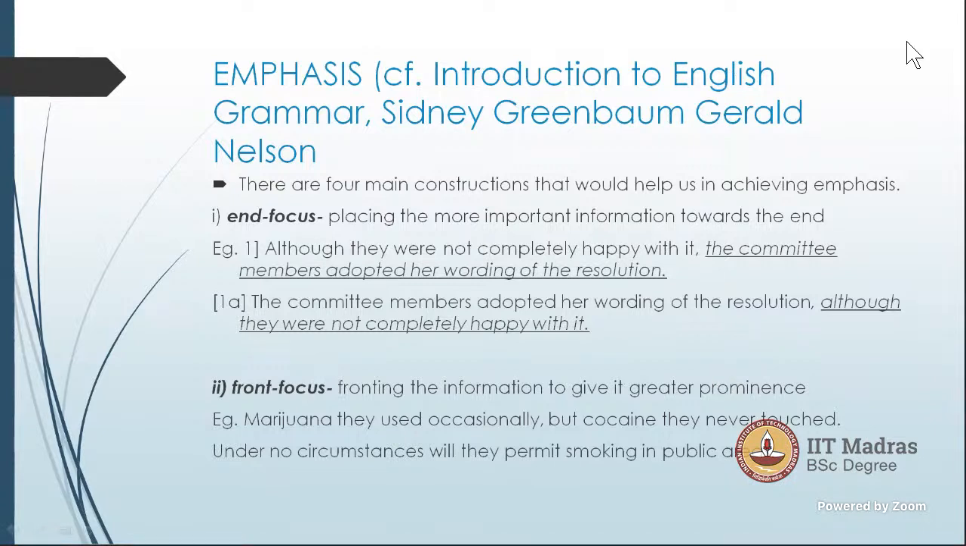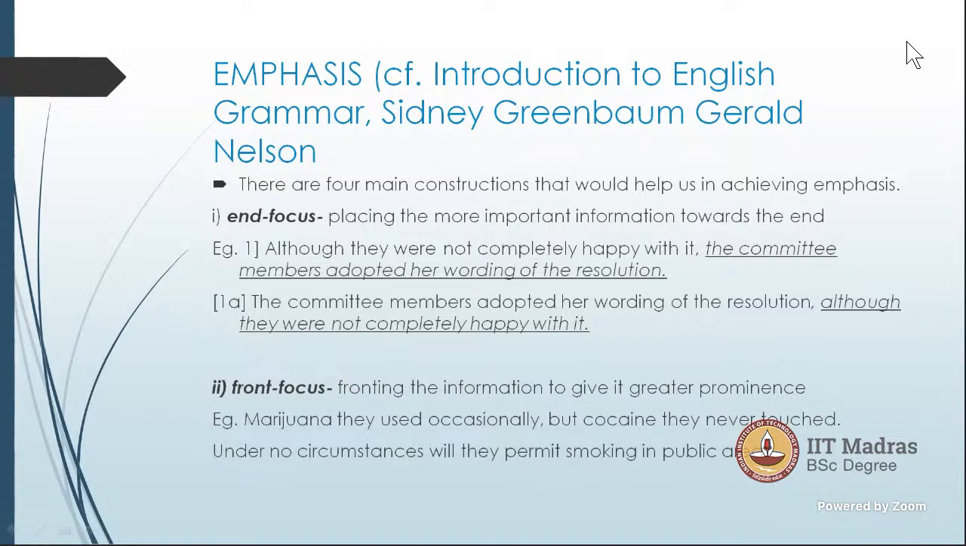Yeah. Ma'am, the subject is given more importance in this sentence. More than the subject, just look at that. Marijuana they used occasionally. So the part that they wanted to emphasize, or make prominent, was this: that marijuana was used occasionally. Cocaine they never touched, but the part that they wanted to emphasize better was marijuana. That marijuana was used occasionally, right? So that got fronted, right? That is the whole thing that goes on in front focus.